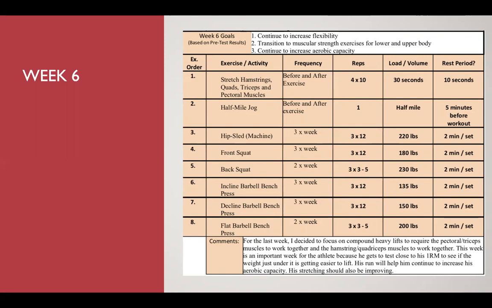For my comment for the last week, I decided to focus on compound heavy lifts to require the pectoral and tricep muscles to work together and the hamstring and quadricep muscles to work together. This week is an important week for the athlete because he gets to test close to his 1 rep max to see if the weight just under it is getting easier to lift. His run will help him continue to increase his aerobic capacity, and the stretching should also be improving. And that's it.